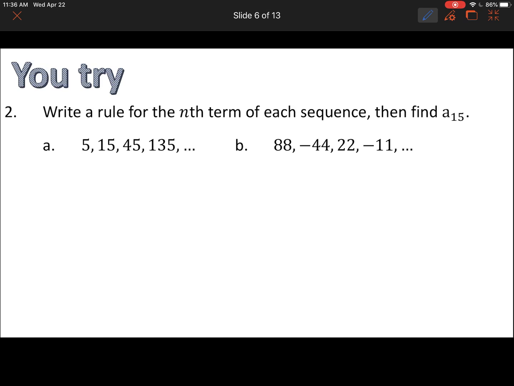All right, so pause the video and come up with the formula for each of these and also find the 15th term.